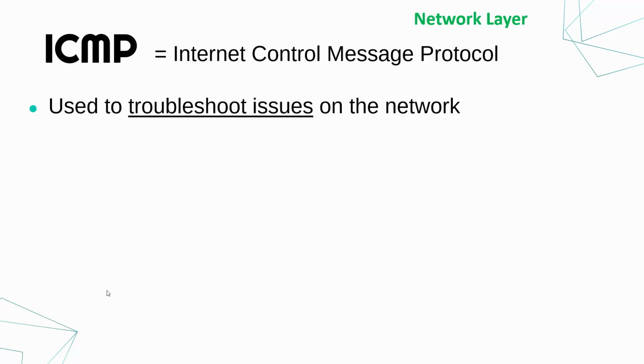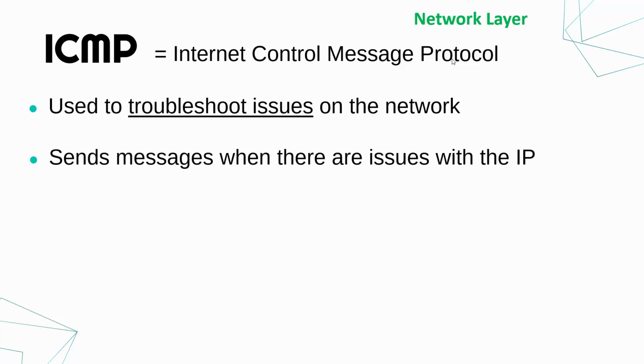Now, what this protocol does, not that you'd know from its name, the name is quite vague, but what ICMP does is troubleshoot issues on networks. Now, troubleshooting is finding out what the problems are. That is what ICMP is used for. And I said it works with IP. Specifically, it will send messages back and forth when there are issues with the Internet Protocol. So for example, if it can't find a device because of its IP address, if it has an issue routing it in a network, ICMP will kick in and send error messages.